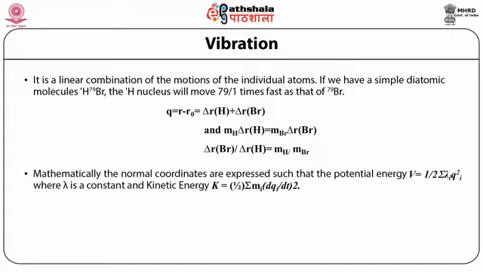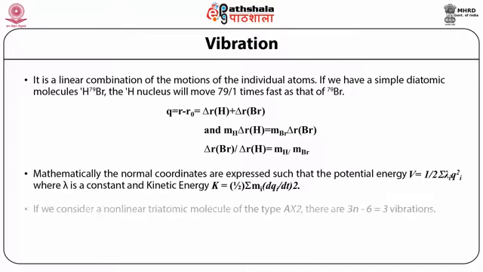Mathematically, the normal coordinates are expressed such that the potential energy V is equal to 1 by 2 sigma lambda i Qi square, where lambda is a constant, and kinetic energy K is equal to half sigma Mi (dQi upon dt) square. If we consider a nonlinear triatomic molecule of the type AX2, there are 3n minus 6, which is equal to 3 vibrations.